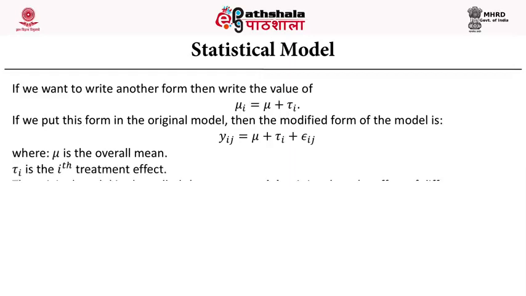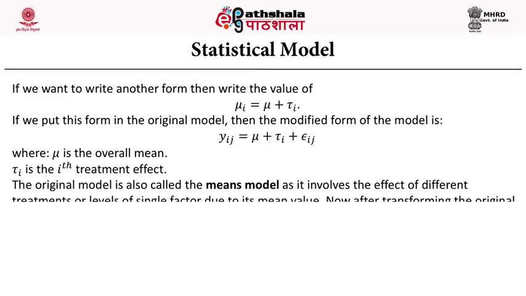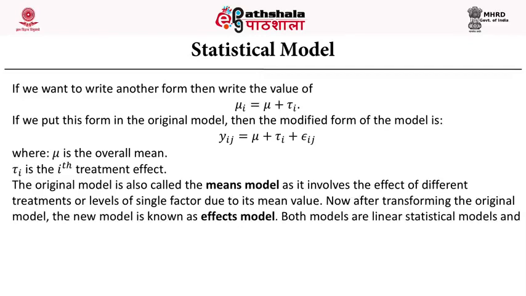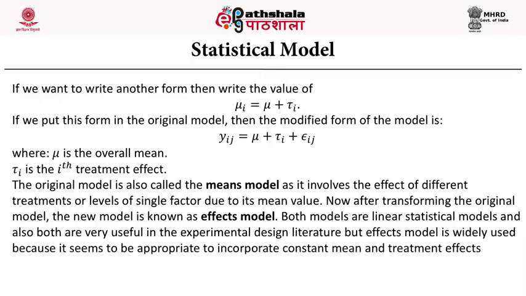The original model is also called the mean model, and it involves the effect of the different treatments or levels of the single factor through its mean value. After transforming the original model, the new model is known as the effects model. Both are linear statistical models and both are very useful in the experimental design literature, but the effects model is widely used because it is more appropriate for incorporating a constant mean and the treatment effect separately in the model.